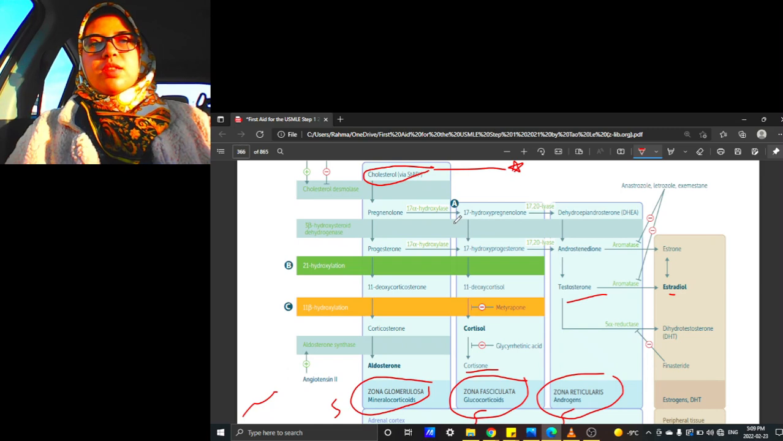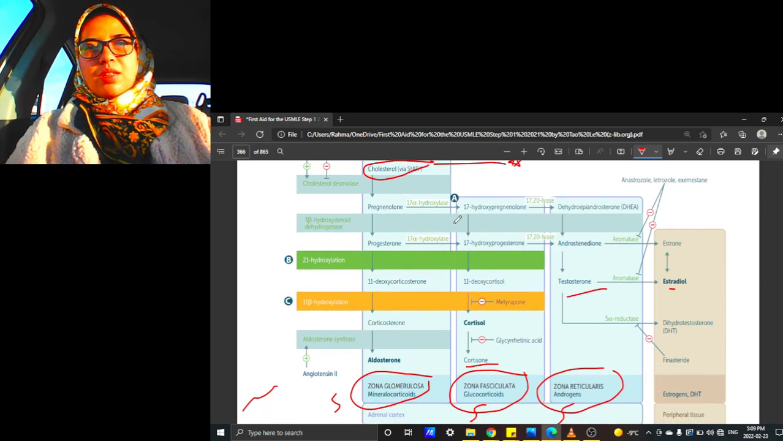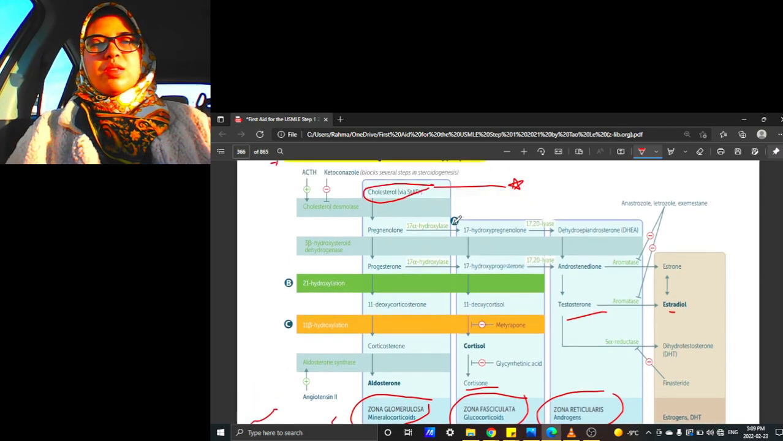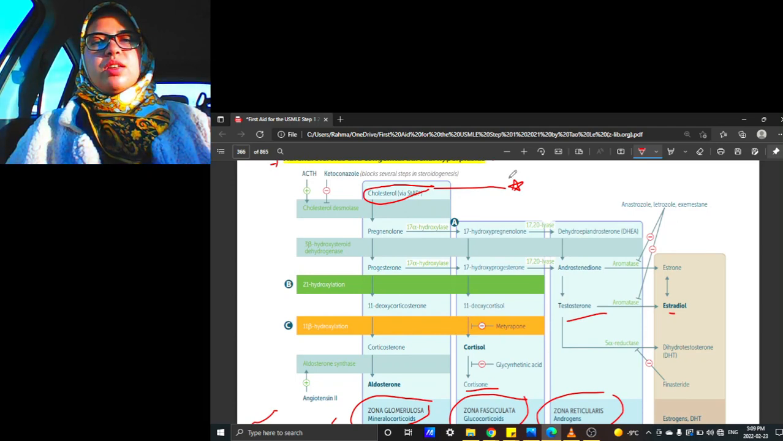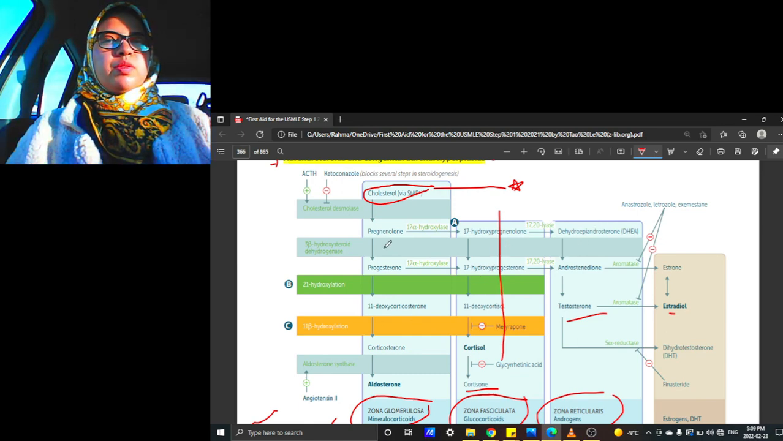That means it should be very easy for you to understand the different pathologies, because if I have a defect in one area, say here, then I won't have whatever is being produced here or here, and I'm going to have an increase in whatever is being produced here.